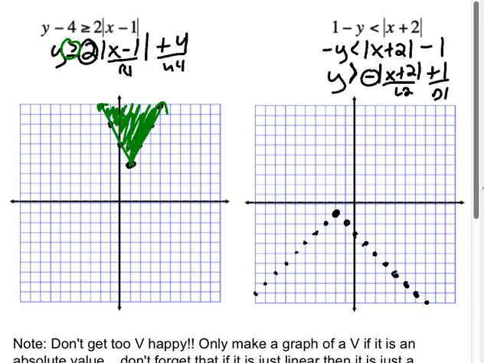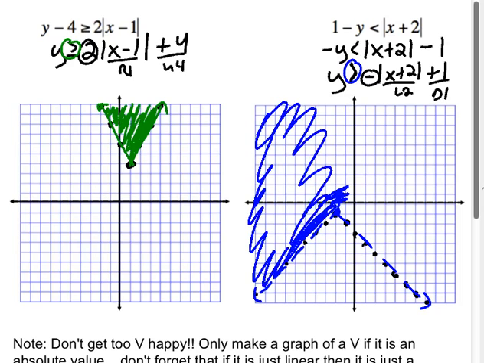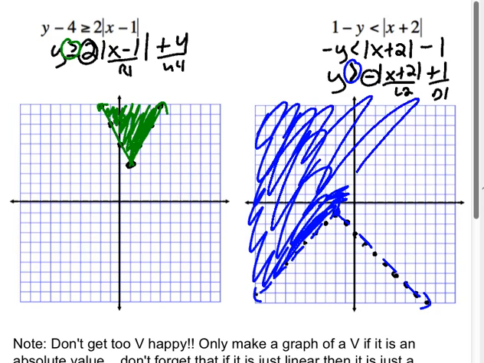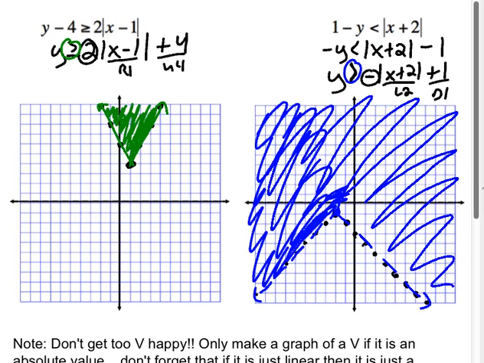And now I look at my inequality sign itself. So my inequality sign itself, strictly greater than. So that means I'm going to be dashing my line. And greater than means looking at my vertex. Greater than is up. So I'm going to shade everything outside of the V. And that is what it's going to end up looking like.